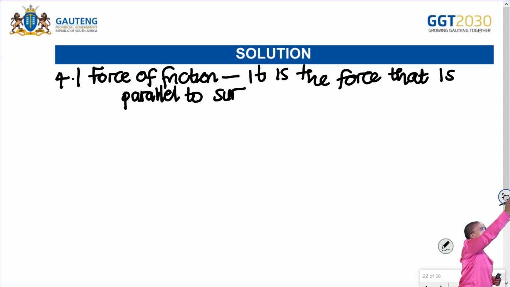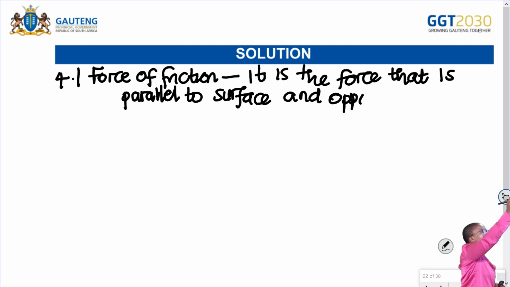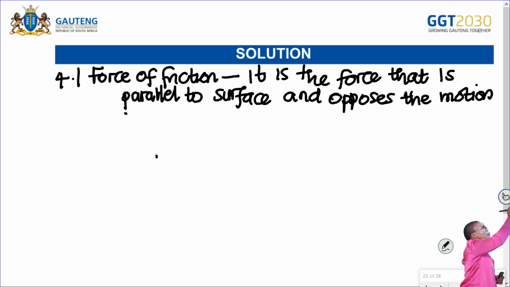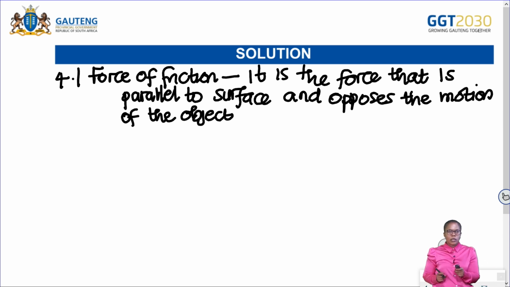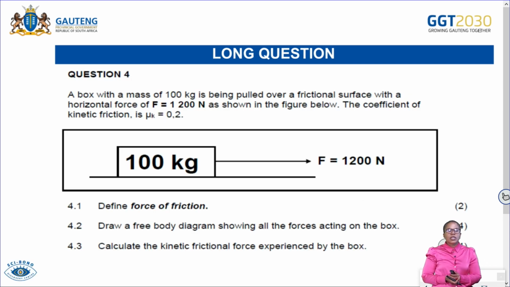Parallel to the surface and opposes the motion of the object. Okay. Let's go back so that we get the questions and say, draw a free body diagram showing all the forces that are acting onto the box. And that's 4 marks. Remember what we talked about? Marks are equivalent to the number of forces that are acting onto the object. Let's see if it's correct.